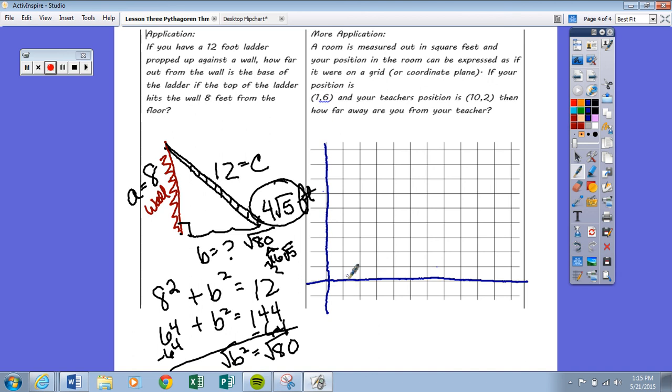Okay, so my position is 1, 6. 1, 2, 3, 4, 5. So this is me. And my teacher is at 10, 2. 1, 2, 3, 4, 5, 6, 7, 8, 9, 10, 1, 2. So go ahead and draw you and the teacher, or me and the teacher, whoever, in the room. And this is asking how far away are you from your teacher?